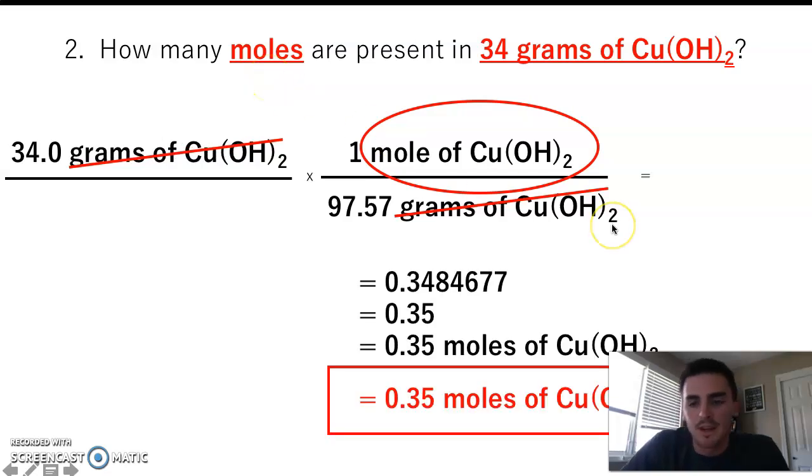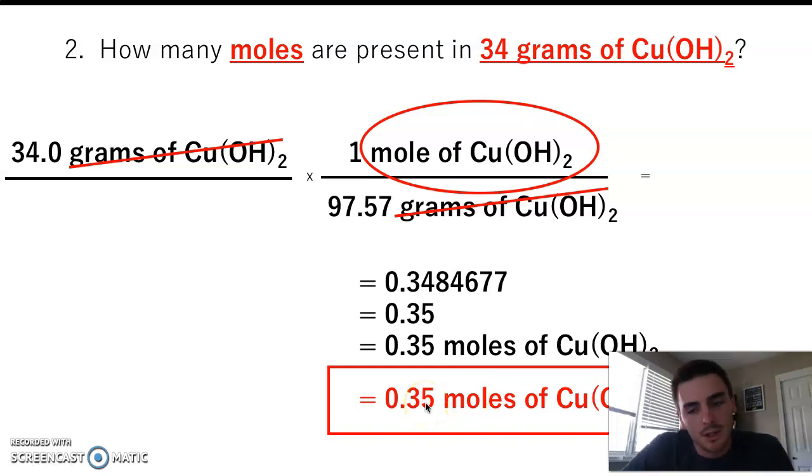When we type that in on our calculator, it gives us a big old fractional number, which we don't really want. We can see that in the original problem they gave us 2 sig figs, so we're going to round it to 2 sig figs. We're going to label it properly. We canceled out grams, so it's 0.35 moles of copper 2 hydroxide. We boxed our answer to make it look pretty, and we move on.